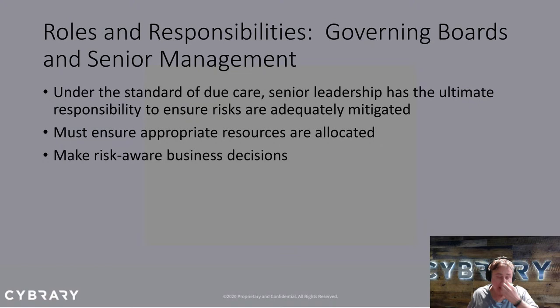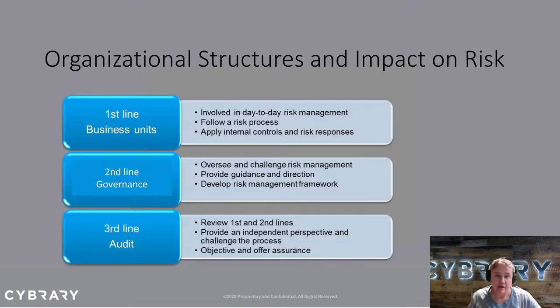So now we're going to pick up with responsibilities in relation to risk. We've already talked about the three lines of defense for risk. The first line being the actual business units or data owners. Then we have the entities responsible for risk governance. And then our third line of defense is audit.